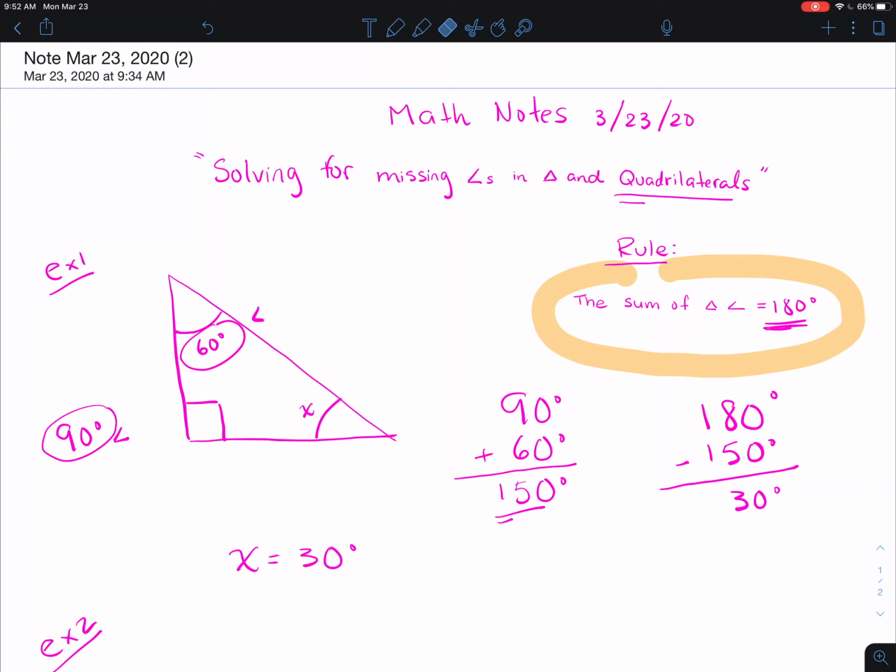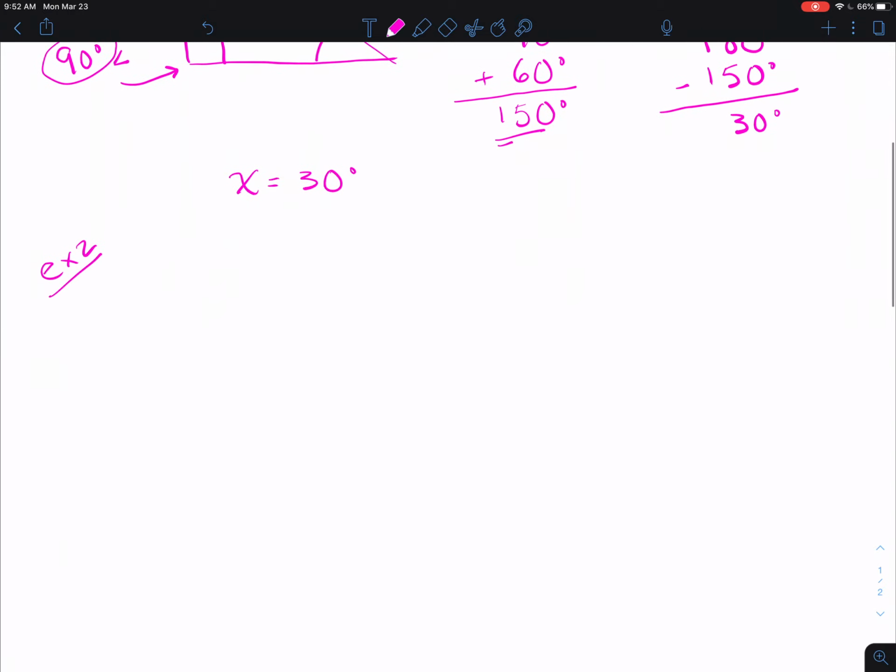Oops. I'm getting a little bit too clean here with my notes. All right. So that's that. Let's go ahead and do the second example that we covered. Let's see if I can find it here in my notes. Give me 1 minute. Okay.